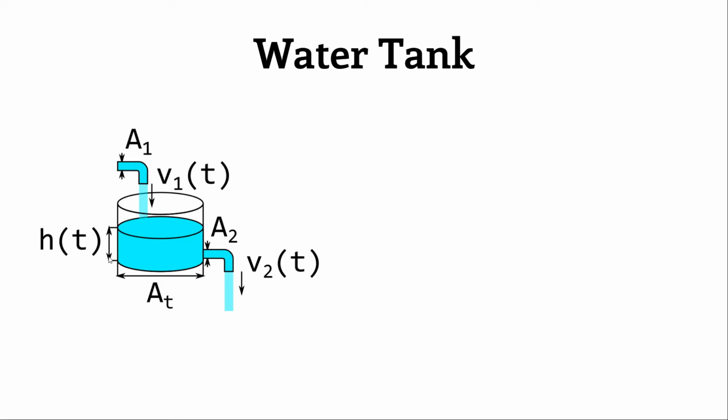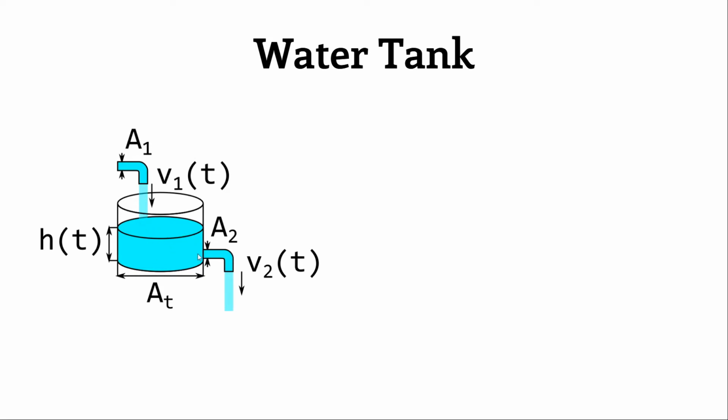The tank has a given fill height that can change with time, and based on its cross-section, we can calculate the volume of fluid that is in the tank. There's always fluid flowing into the tank. So we have an inflow here, and the inflow velocity is V1, which changes with time. And we have the cross section of the inflow to calculate the volume flow here.